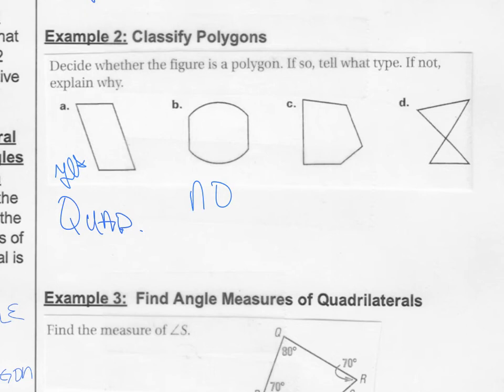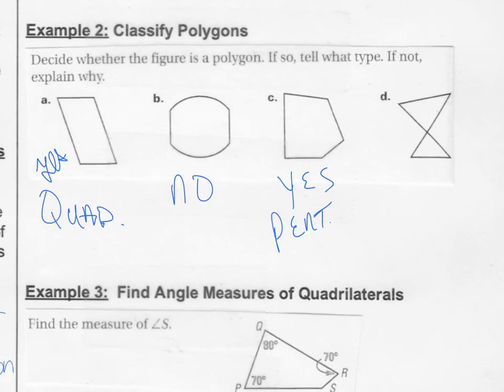C, is it a polygon? Does it meet all the criteria from what we did up in letter A? 1, 2, 3, 4, 5 sides. They're all closed. They're all straight. They come to a vertex point, so we would say yes. And it's a 5-sided figure, so therefore it is a pentagon.